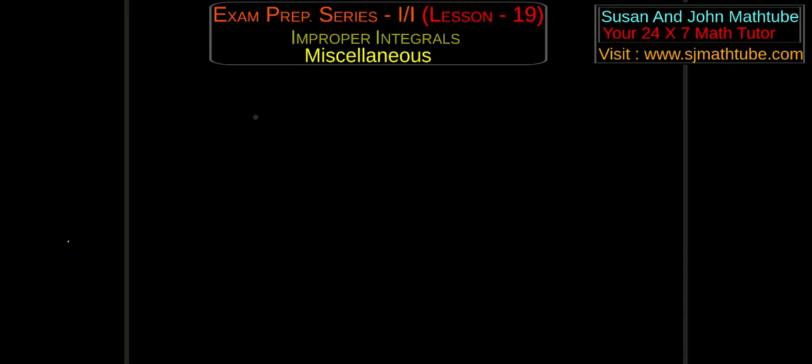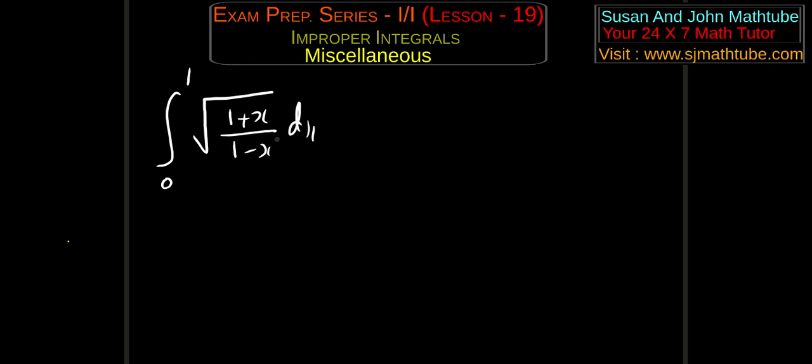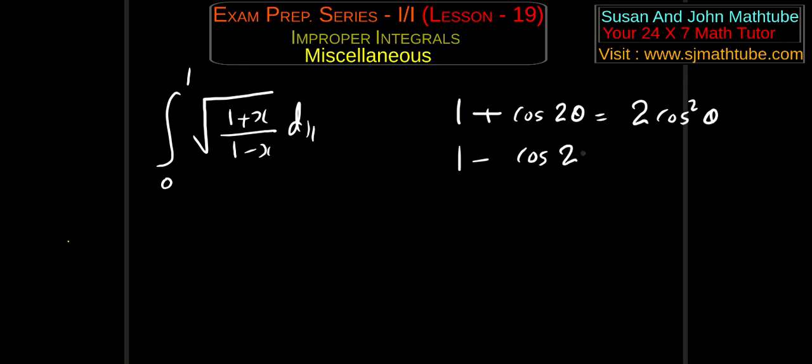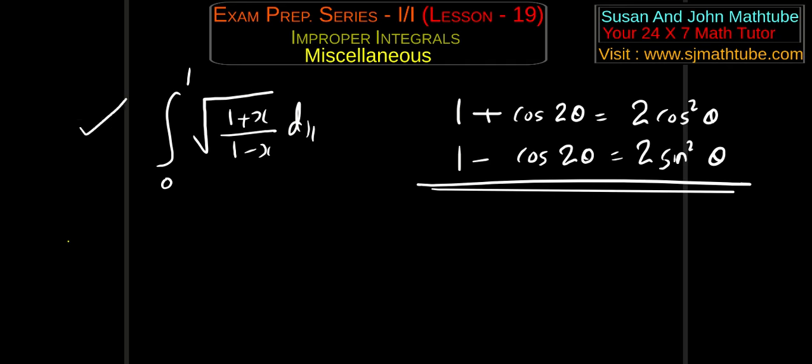Now the last problem in this lesson and in improper integrals, which I wanted to share with you, is 0 to 1 root under 1 plus x by 1 minus x. Again, whether you ask me if it is compulsory to use improper integral here, no. Here also you will be saved by a substitution. Whenever you have 1 plus x and 1 minus x, you should remember the formulas 1 plus cos 2 theta and 1 minus cos 2 theta, so that you will be able to do this problem very easily. The method is very easy.